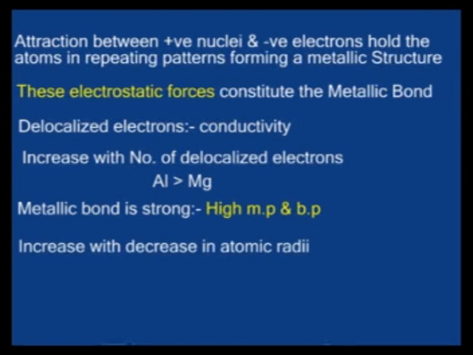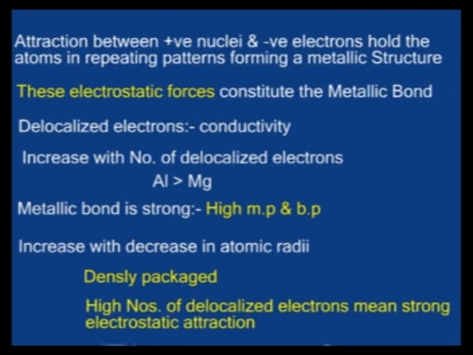Melting and boiling points increase with decrease in atomic radii, and thus sodium has a higher melting point than potassium. Equally, aluminium has a higher melting point compared to magnesium and sodium. With smaller atomic radii, atoms are densely packed in the structure and thus makes the metallic bond even stronger. Also, large number of delocalized electrons means increased electrostatic attraction and hence an even stronger metallic bond.